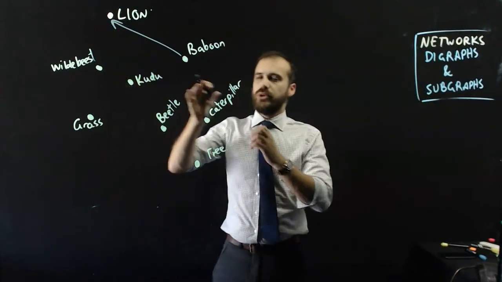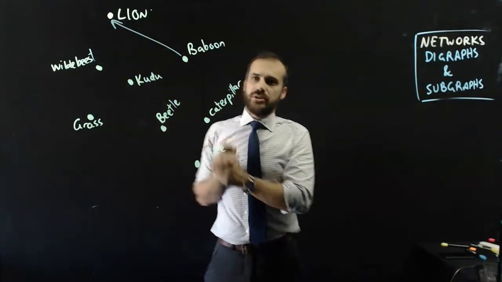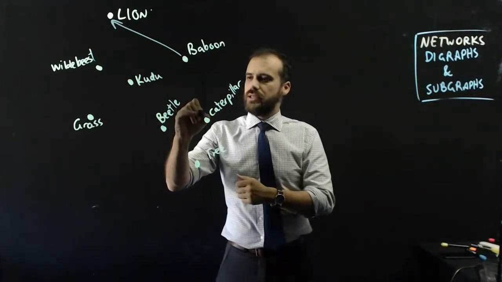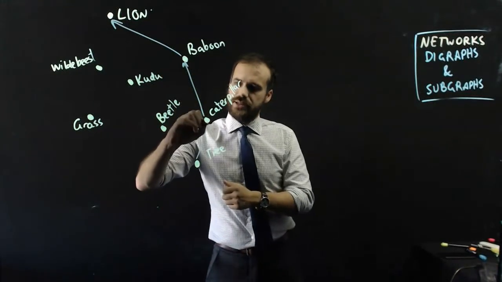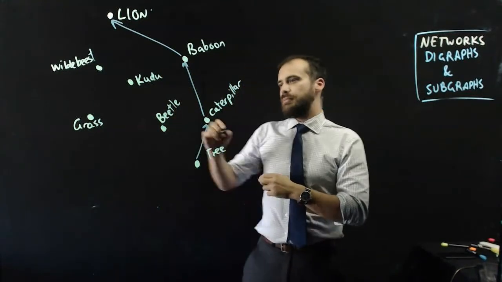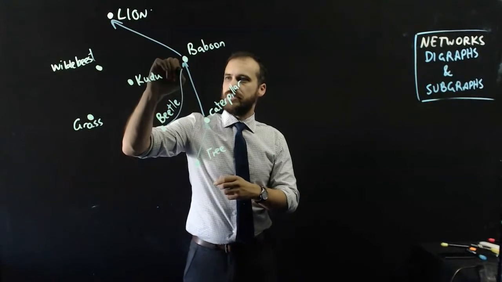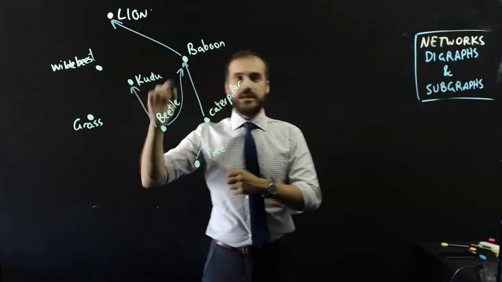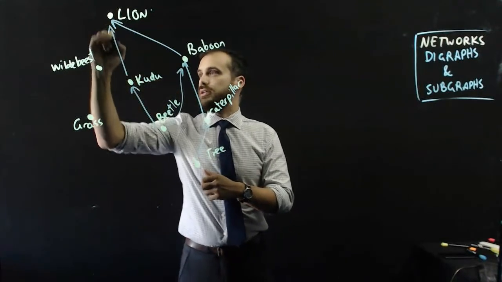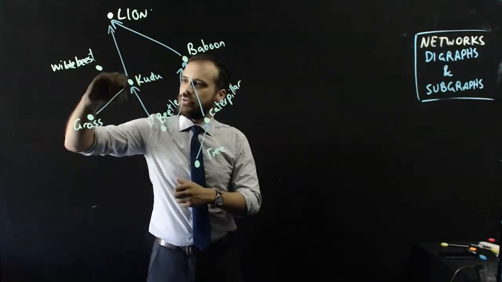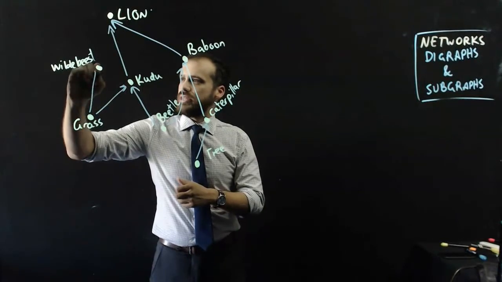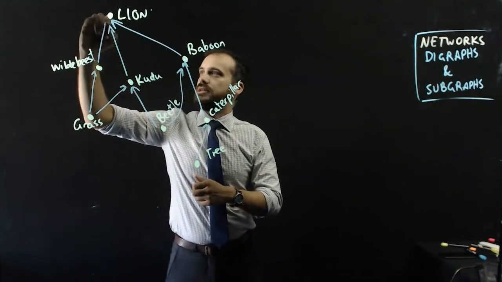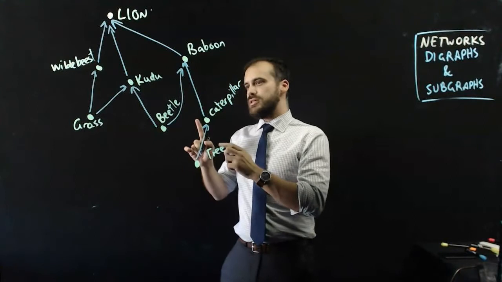The arrows point to, like, baboon going into the lion's belly. The baboon eats caterpillars, and the caterpillar eats trees. The baboon also eats beetles. The kudu eats beetles, and the lion eats that. The kudu eats grass. The grass also gets eaten by wildebeest, and wildebeest get eaten by lions.